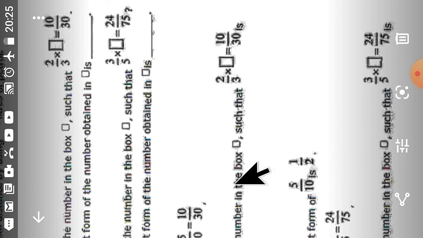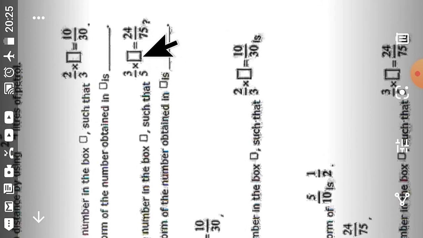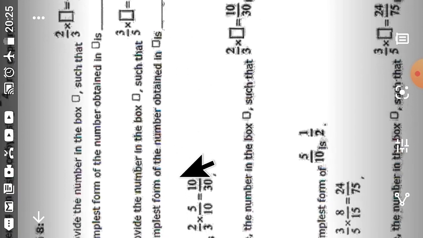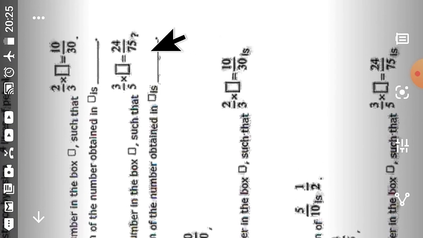Now the second question: provide the number in the box such that 3 upon 5 into box equals 24 upon 75. 3 how many are equal to 24? So 3 8s are. And 5 how many are equal to 75? Yes, 5 15s are. So 8 upon 15. Now 8 upon 15 cannot be converted into a mixed fraction. So the simplest form of the number obtained in the box is 8 upon 15 only.